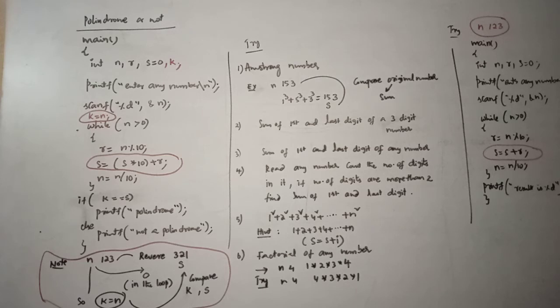Based on the programs we practiced so far, you try a few programs. Look at the first one. Check whether a number is an Armstrong number. What is an Armstrong number? The sum of cubes of individual digits is equal to the original number. So what is the base logic for this? Sum of individual digits of any number.